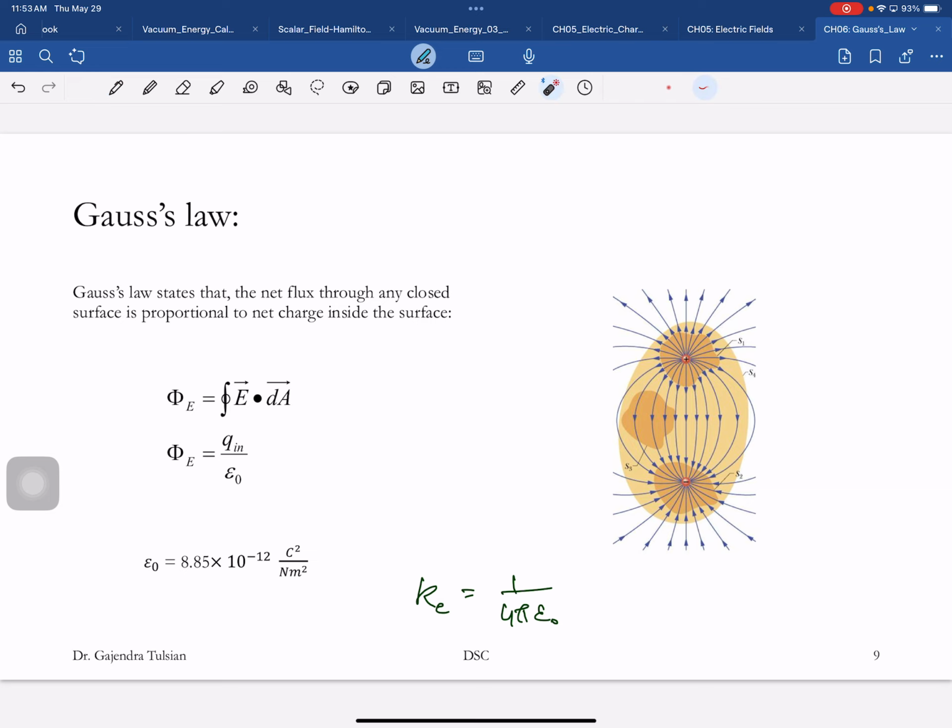So here's a bunch of charges, and these are all imaginary Gaussian surfaces. The net flux through this one will be zero. The net flux through this surface is negative. The flux through this surface is positive. If the charges are equal, the net flux through this surface is zero. The net flux through this surface is zero, and so on.